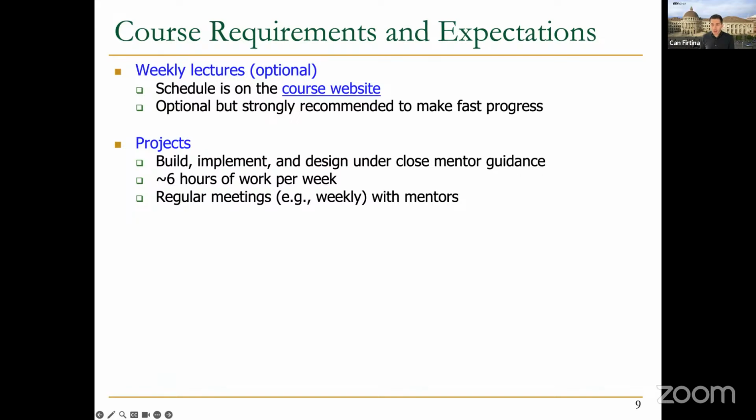And also we expect you to hold regular meetings, for example, weekly meetings with your mentors, so that you can describe your progress, and so that the mentors can give you the right feedback, so that you can continuously make the right progress until the end of the semester. So these projects are going to be assigned to you after the mentors present their projects to you.